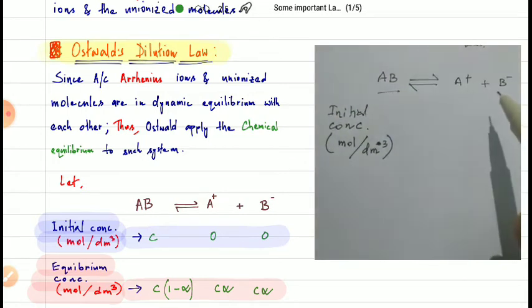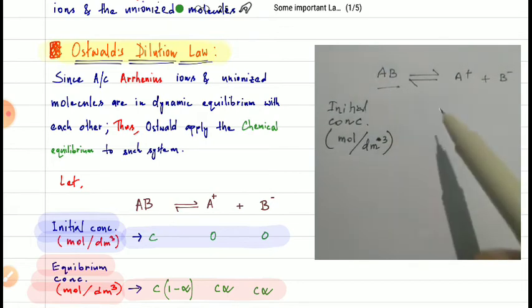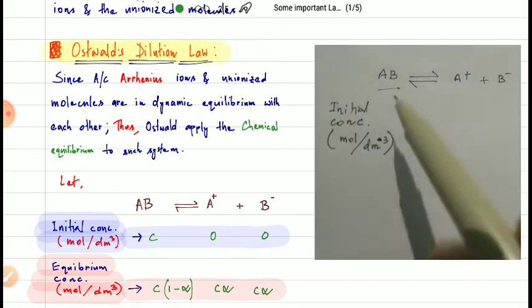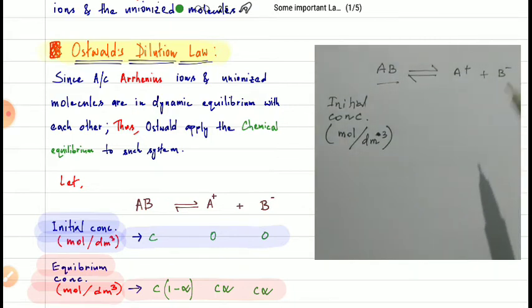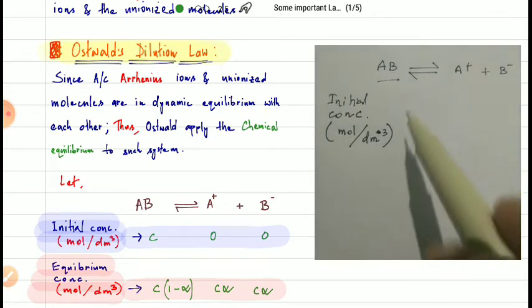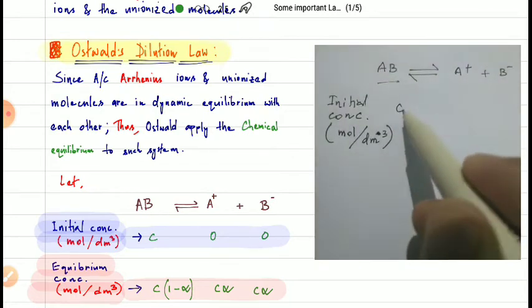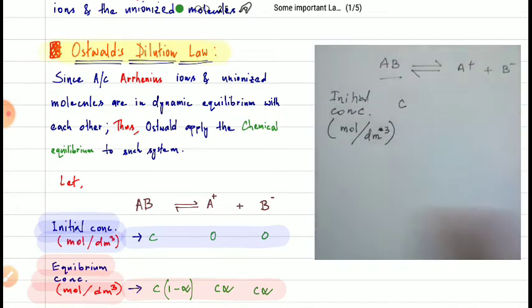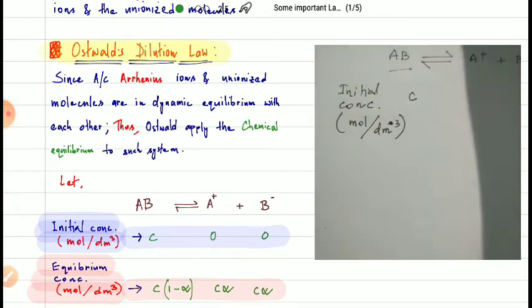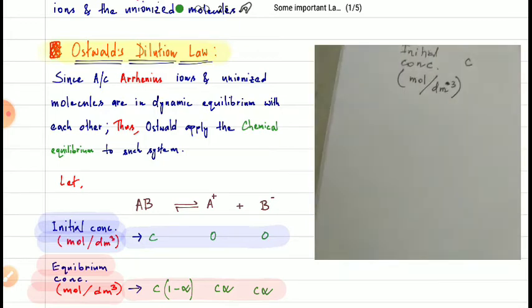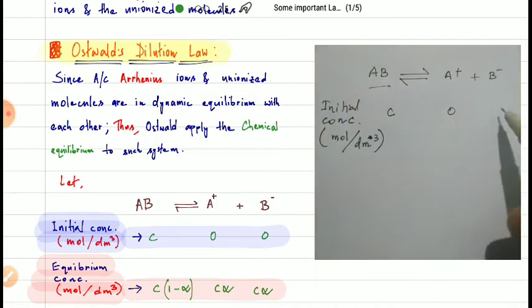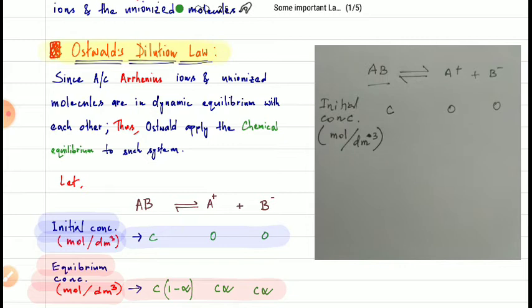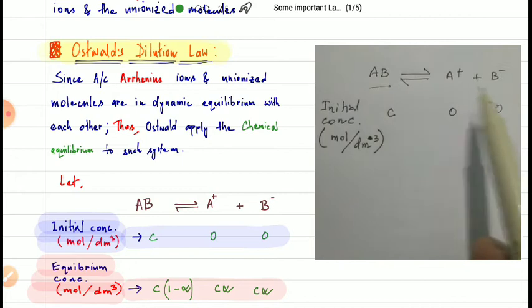there will be no dissociation, no? So time t equal to 0 means when we just add the electrolyte to the solution, before adding the electrolyte to the solution. So at time t equal to 0, let's suppose the concentration of the molecule is AB. Here at initial time the ion concentrations will be 0 and 0. Why 0? Because there will be no formation of ions.